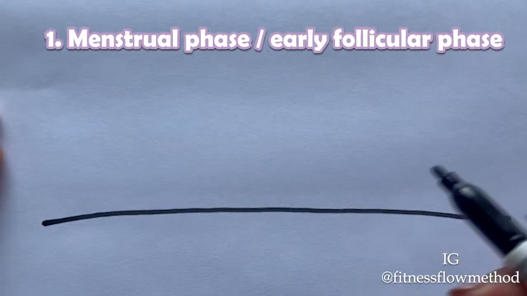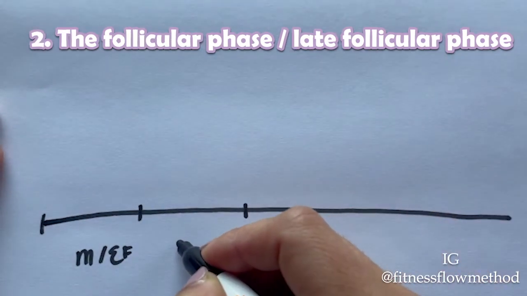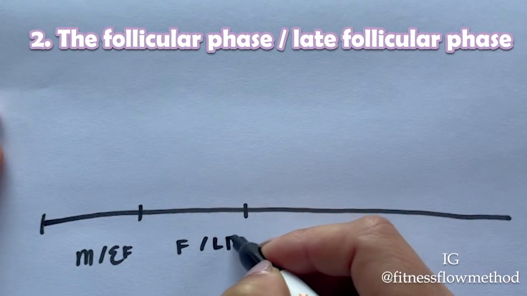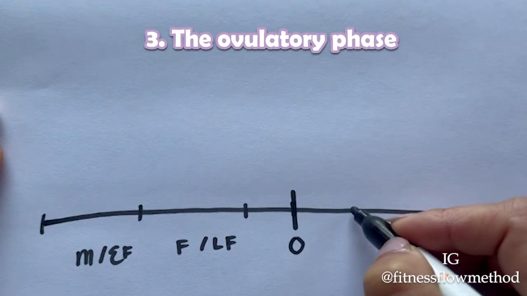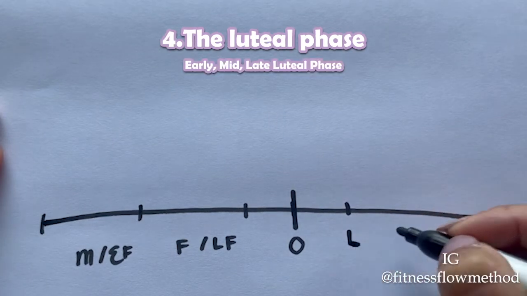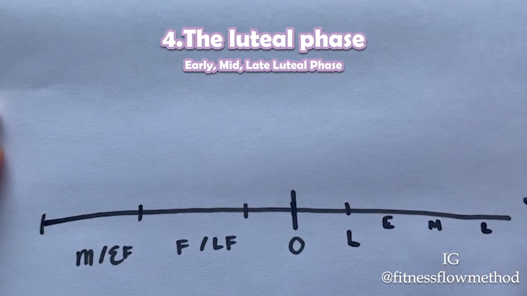There are 4 distinct phases of the menstrual cycle, and I'm going to draw a graph here to make a visual for you. The menstrual phase / early follicular phase, we'll call that M. The follicular phase, this is also characterized as the late follicular phase, we'll call that F. The ovulatory phase, that's O, and that's usually right in the middle of the menstrual cycle, but that can vary. The luteal phase, which can be broken down into the early, mid, and late luteal phase. The 4 phases are characterized by a change in the hormonal status, so we'll look at that right now.